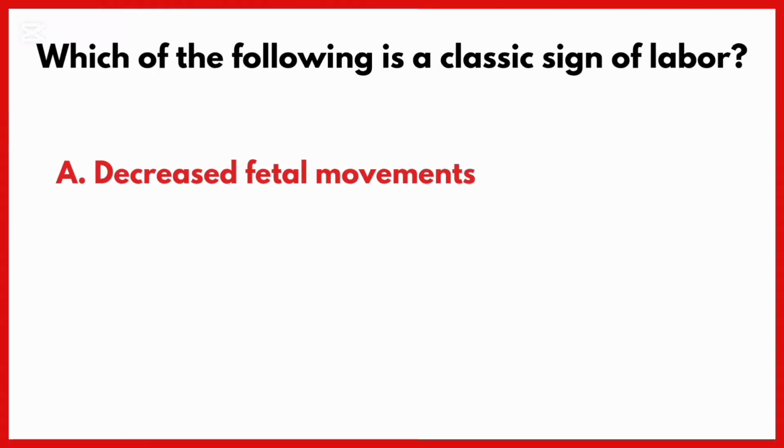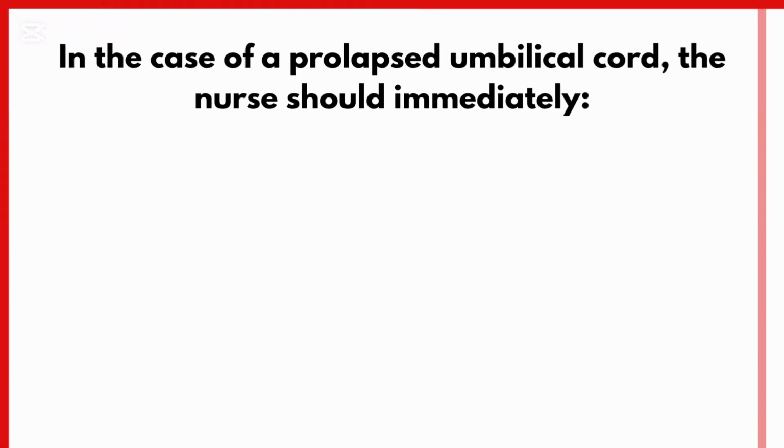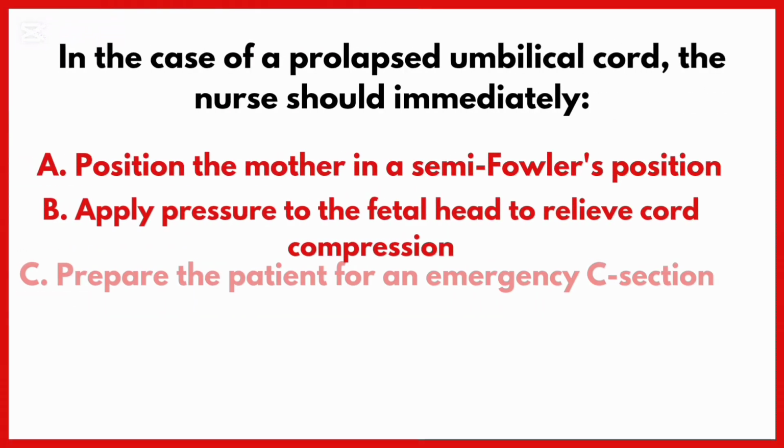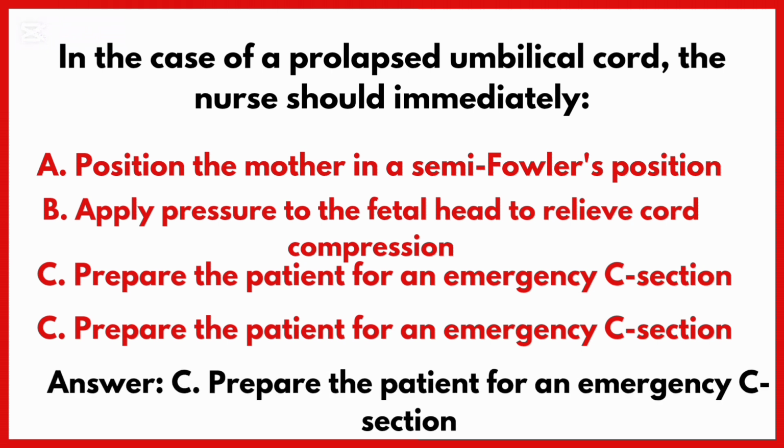Which of the following is a classic sign of labor? Correct answer is option B, lightening. In the case of a prolapsed umbilical cord, the nurse should immediately. Correct answer is option C, prepare the patient for an emergency C-section.